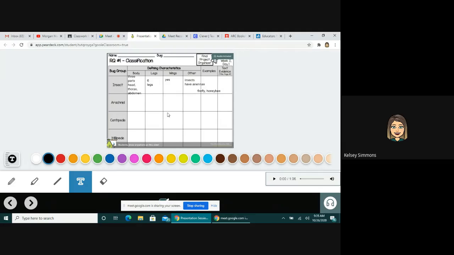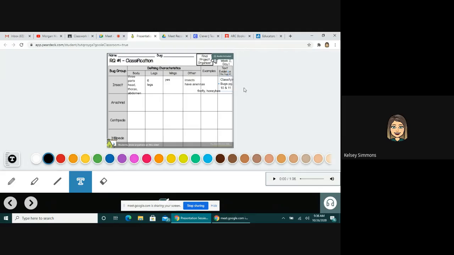And then text evidence. So where did you find this information? Did you find anything in the books you read independently? Or did you just use our classifying bugs book that we read together? Either way, that's fine. I got all of my information from our classifying bugs, so I'm going to write classifying bugs. And I found this on page 10 and 11.